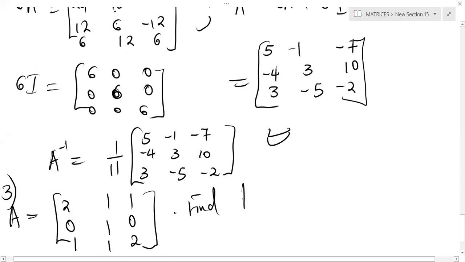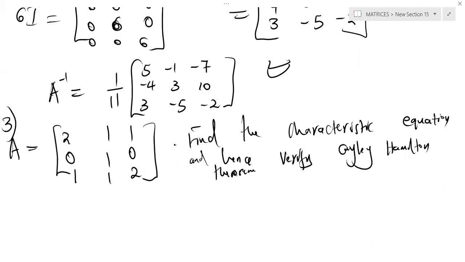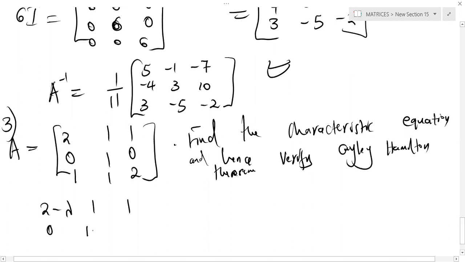So find the characteristic equation and hence verify Cayley-Hamilton theorem. Okay, starting off to find the characteristic equation. So this is what we are going to have: 2 minus lambda, 1, 1, 0, 1 minus lambda, 0, 1, 1, 2 minus lambda. Determinant is equal to 0.